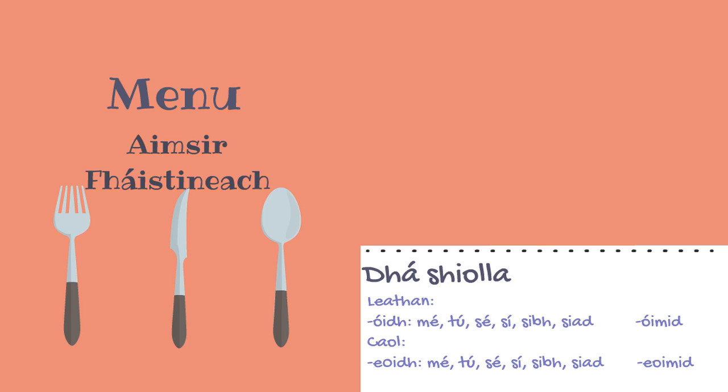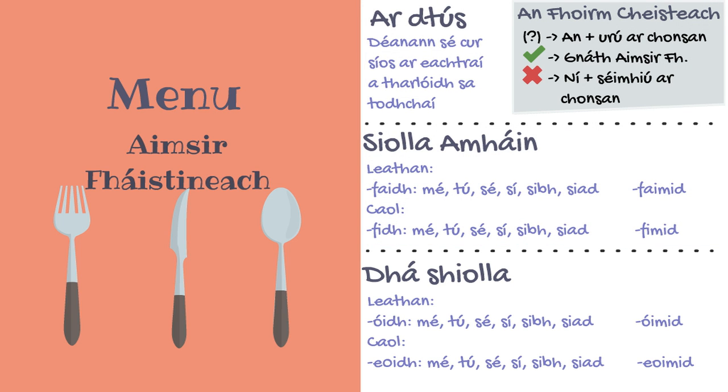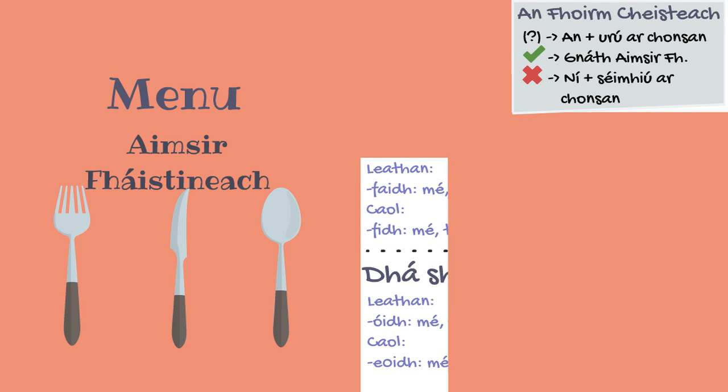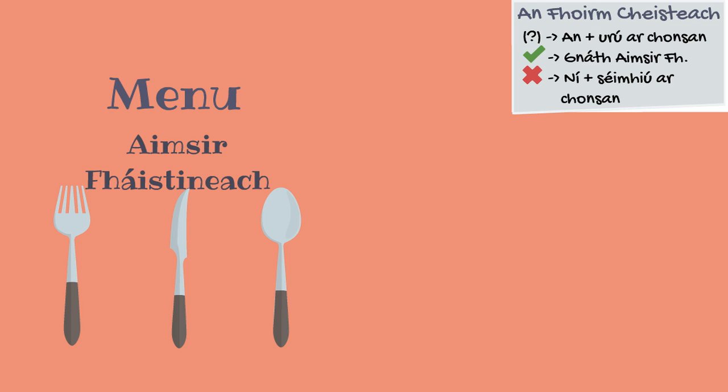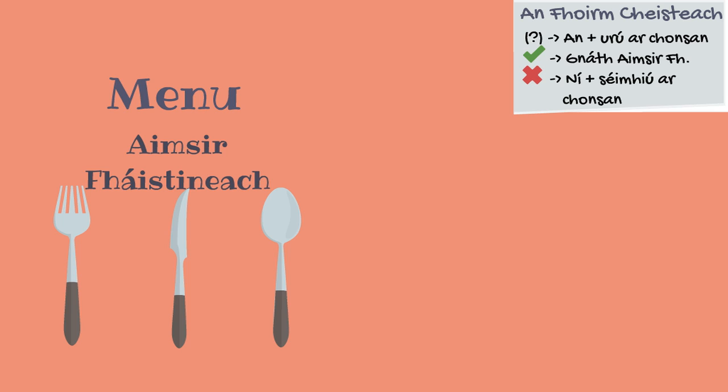How do you ask a question in the Aimsir Fháistineach, I hear you say? It's easy. To ask a question, we use on or knock, followed by an uru on a cunsan. To answer a question positively, we use the verb in its standard Aimsir Fháistineach form. And to answer a question negatively, we use ni, followed by a shevu on a cunsan. Agus sin é.